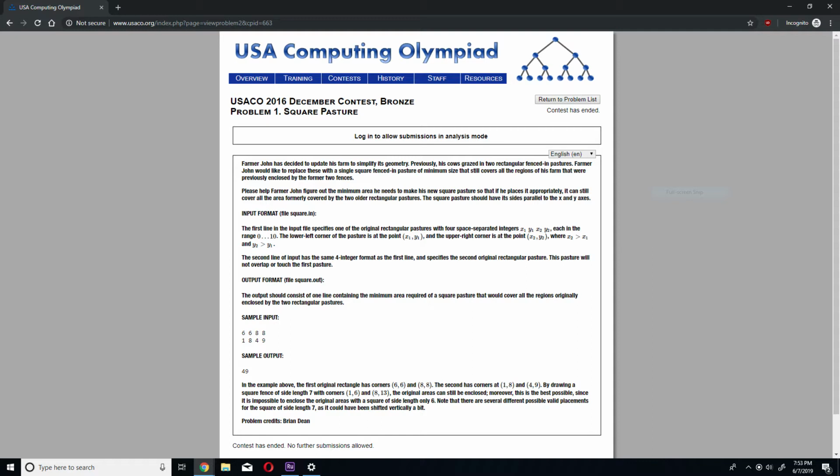Today, I'm going to be looking at the 2016 December USACO Bronze Contest, and I'll be basically looking at these problems for the first time and walking you through my thought process in solving them. So let's start with the first problem, Square Pasture.